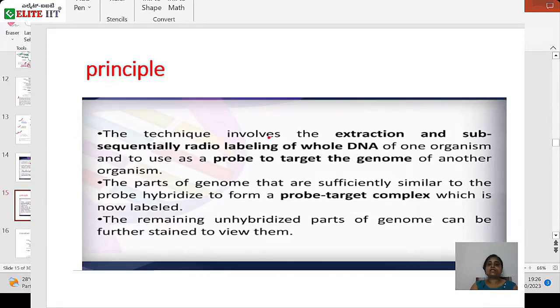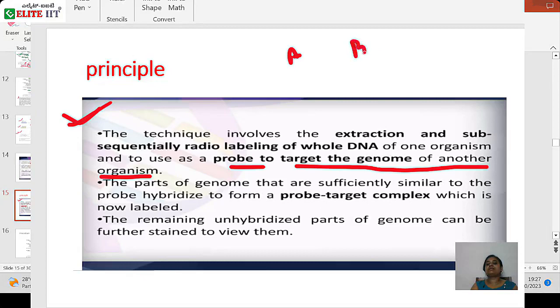Okay, the technique involves, so what is the principle here? We have discussed already, the same thing is a revision. See, the technique involves the extraction and subsequent radio labeling or fluorescent labeling of the whole DNA of one organism, and using it as a probe to target the genome of another organism. So you can compare species 1 and species 2, whether there is sequence similarity or not.